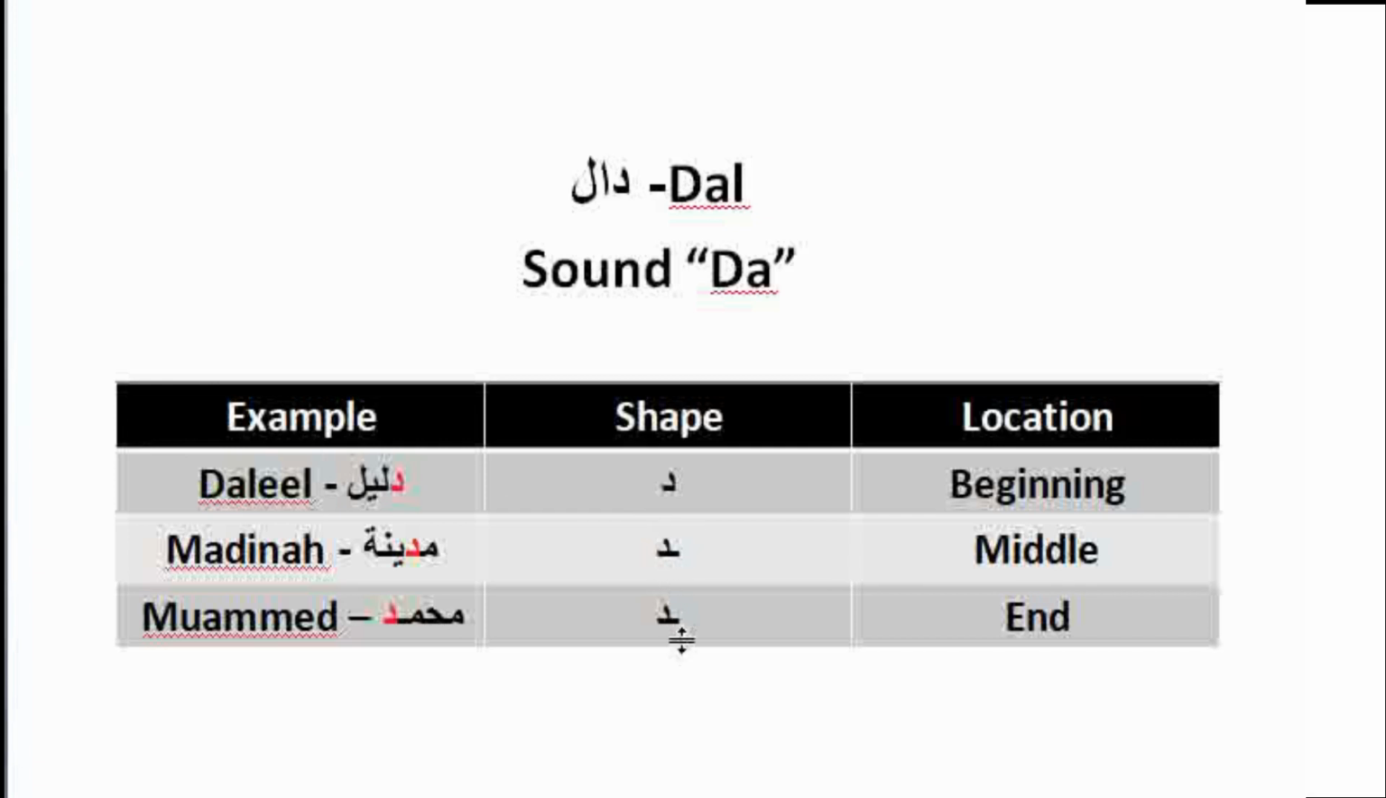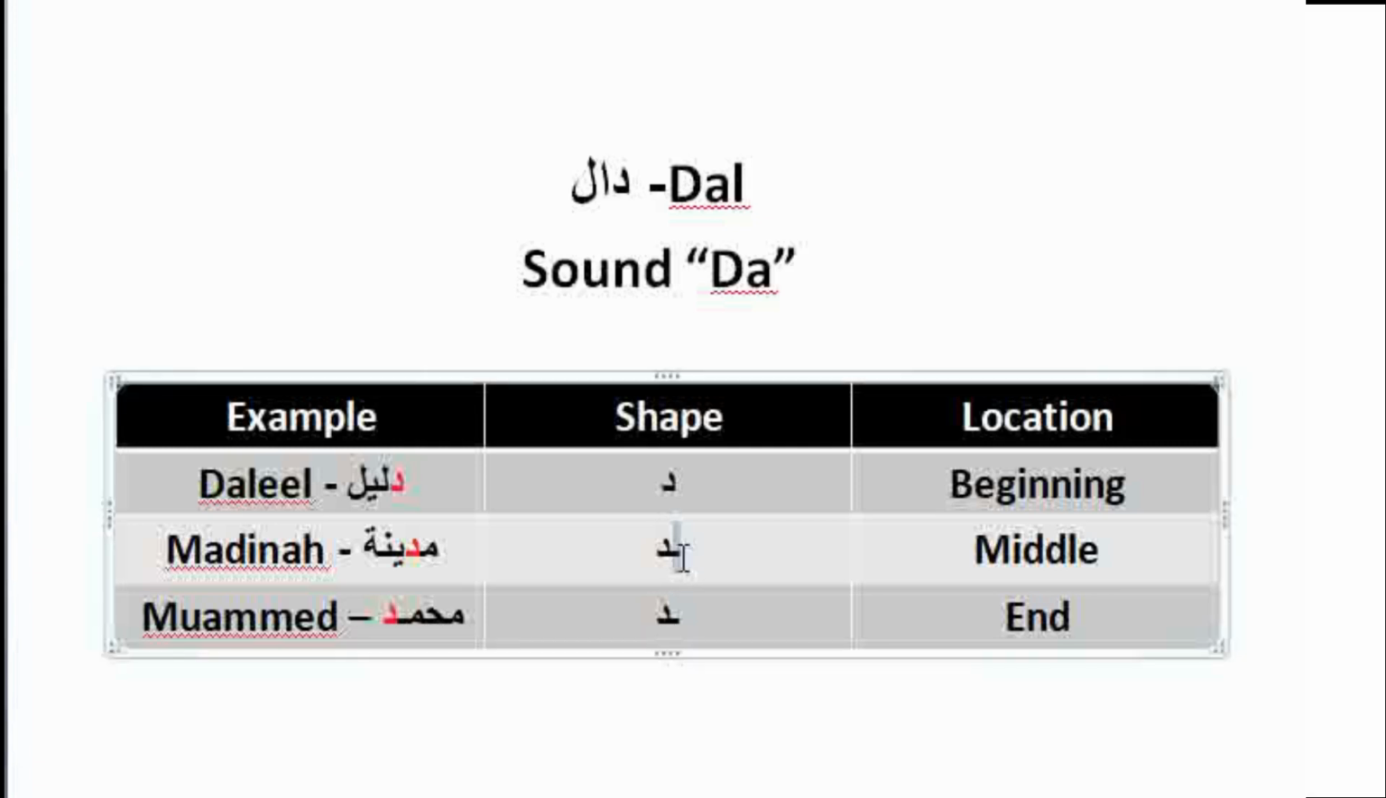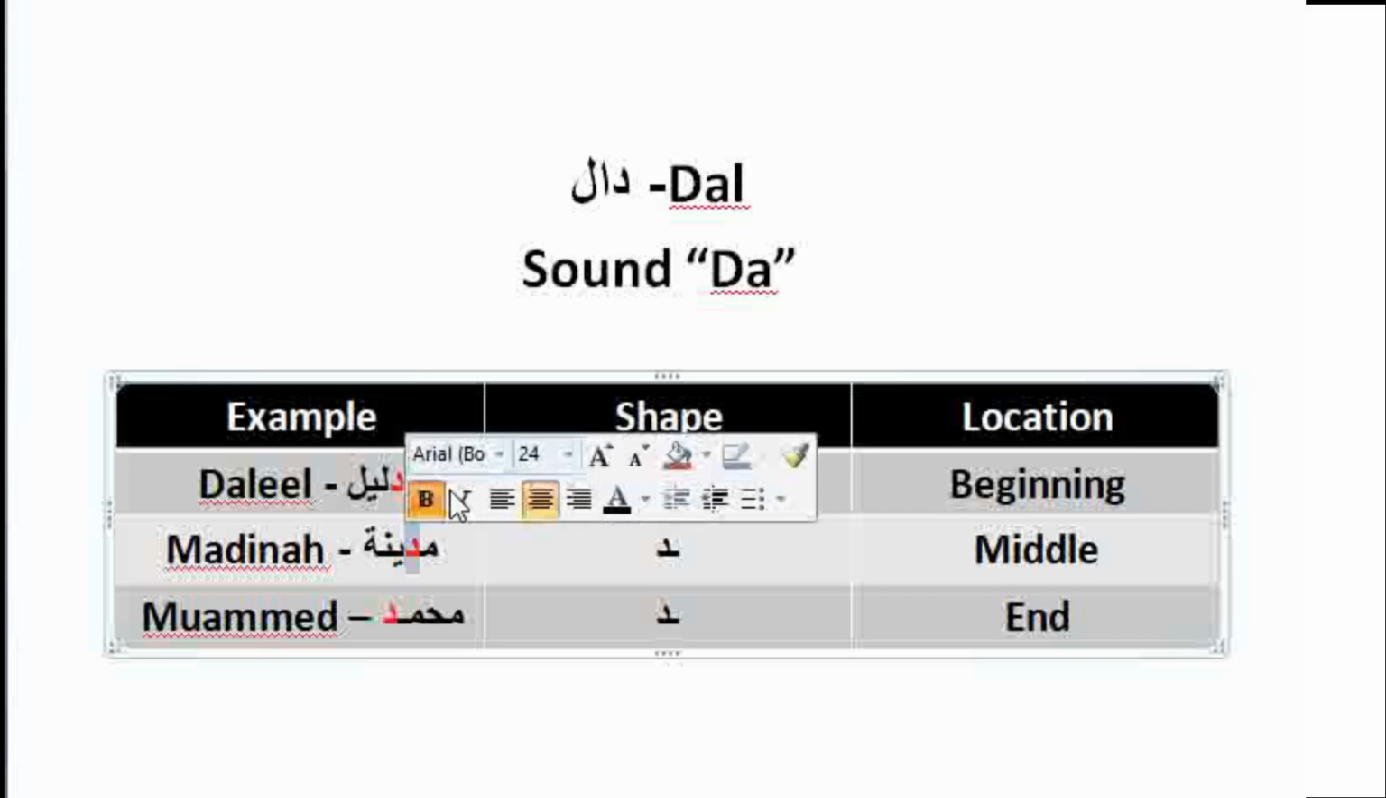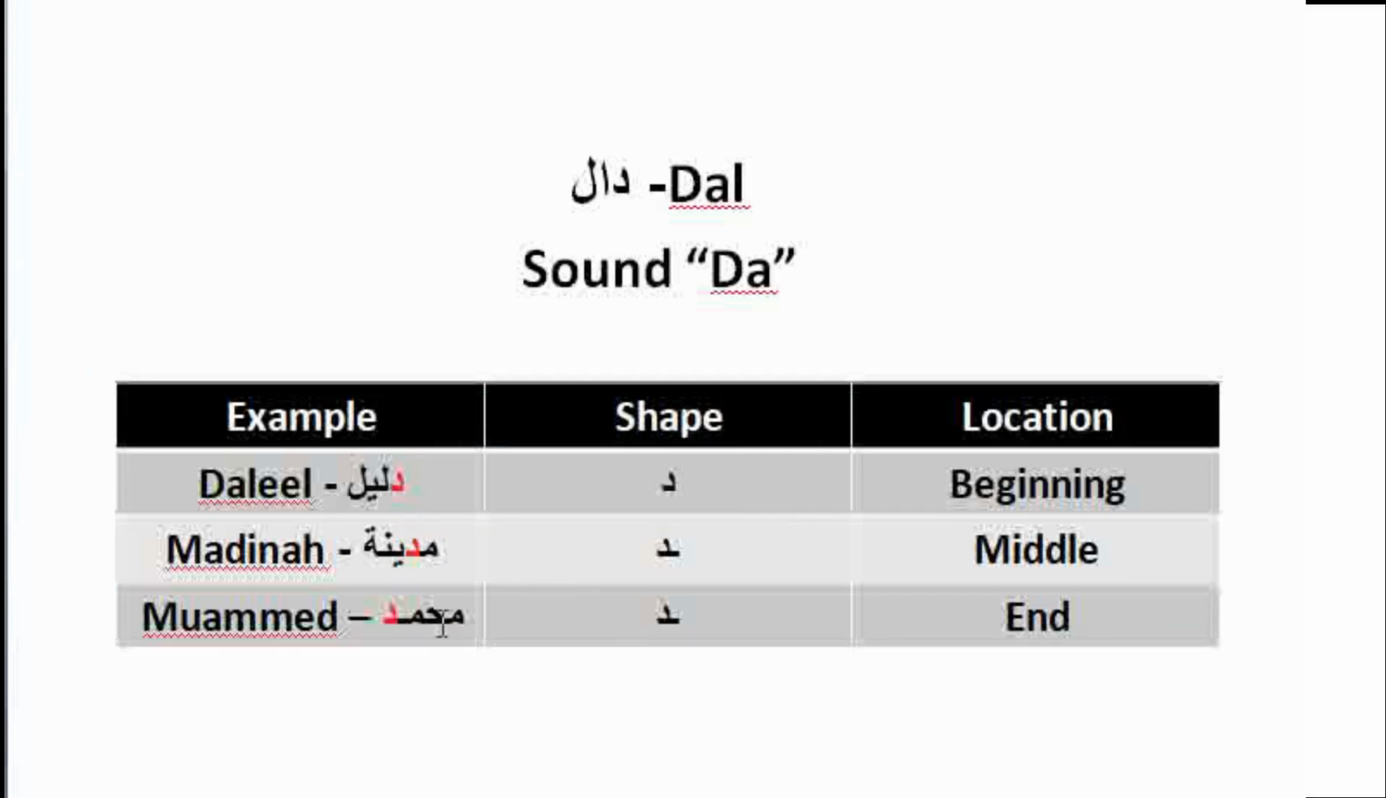In the middle and at the end, it looks the same. You see the letter dal at the end and in the middle looks the same, because you cannot connect a letter after the letter dal. You can connect before it. There can be a letter connected to the dal before the dal, but after the dal, it cannot be connected. An example is the word Medina, which means city. This is how the dal comes in the middle. At the end, the example is Muhammad sallallahu alaihi wasallam.